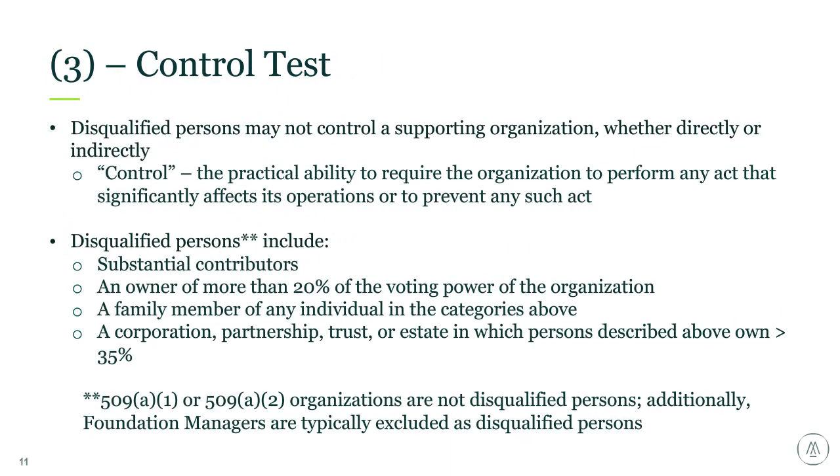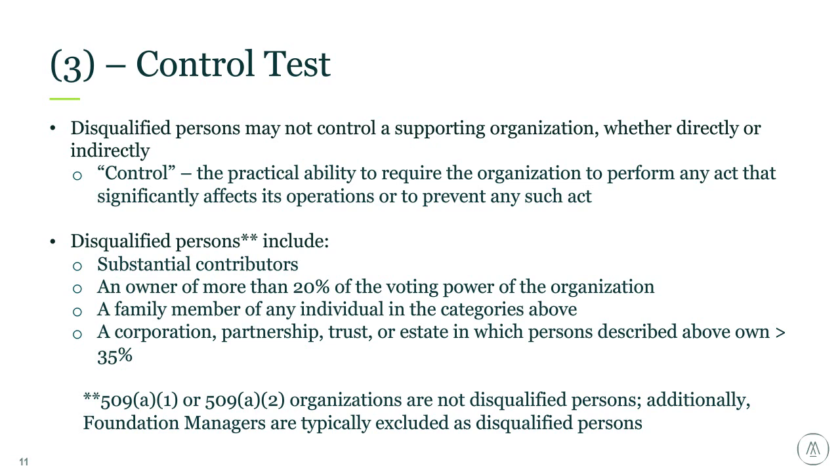All right, once a supporting organization has passed the organizational and operational tests, it must pass the control test, which is the third of the four tests. Now, the control test simply states that the supporting organization may not be controlled directly or indirectly by one or more disqualified persons. Now, what is the definition of control, you might ask? Well, control would be defined as the practical ability to require the organization to perform any act that significantly affects its operations or to prevent any such act.